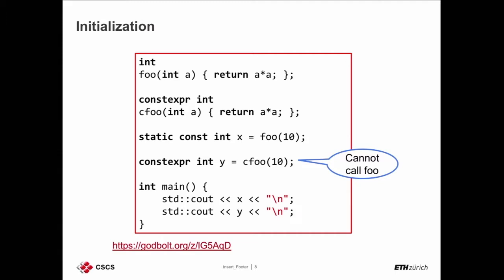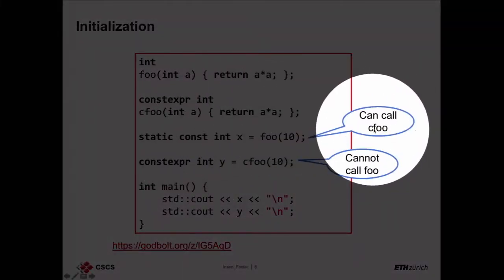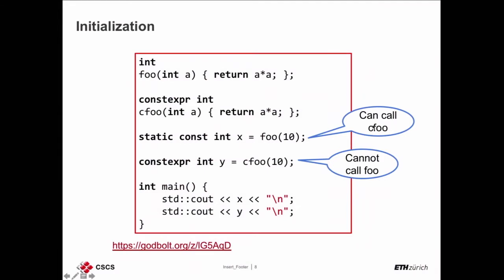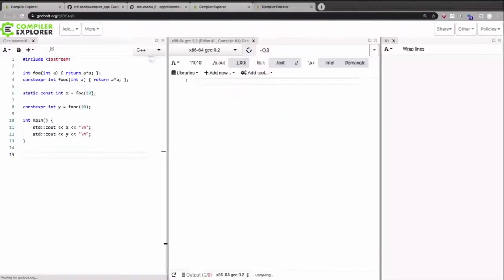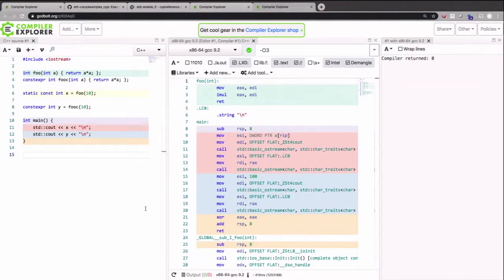And I see I have a link on the Godbolt too. Interesting though is that this static constant can also call sifu, because sifu can be used at compile time and also at runtime. And let's see what we have here. That's a sifu. And now I'm printing.